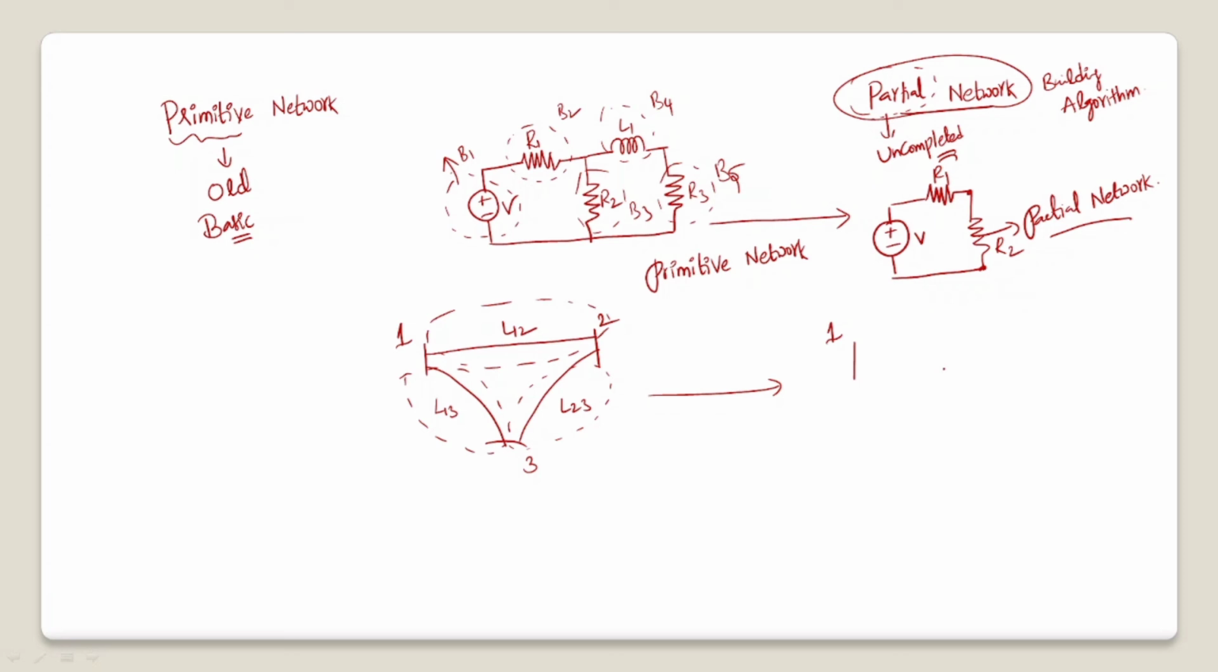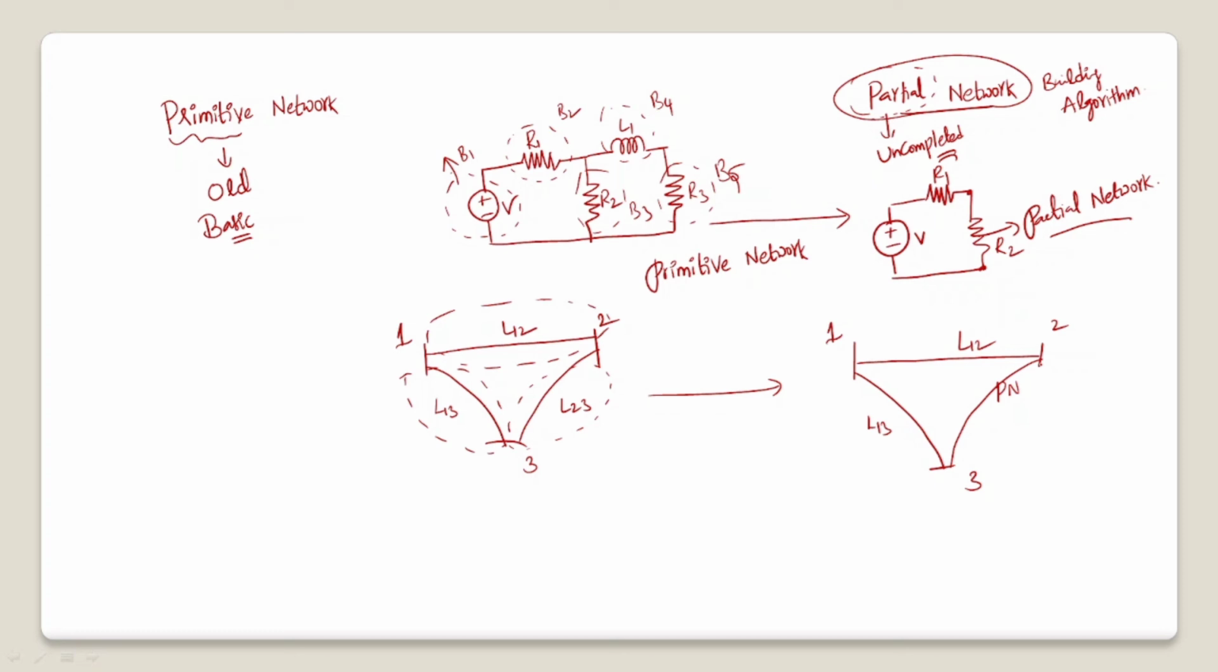So first of all, if I consider this network, this is a partial network because it is an uncompleted network. Similarly, after considering the third bus and one more line L13, this entire network is again a partial network. Then if you add the third element, now it becomes a complete network but not a partial network.